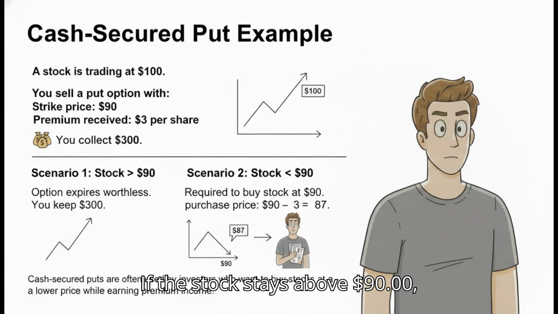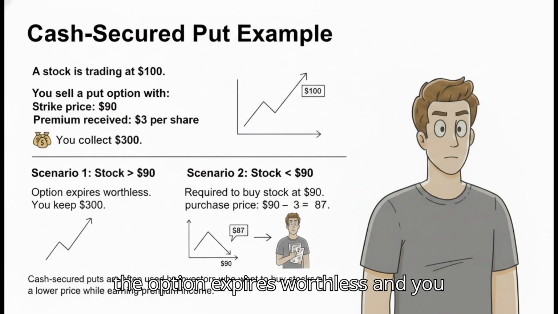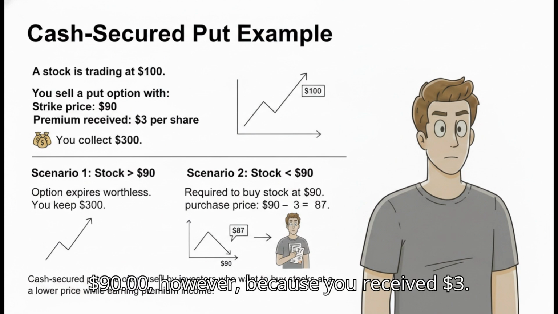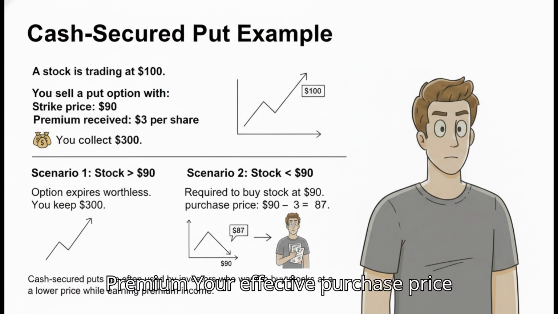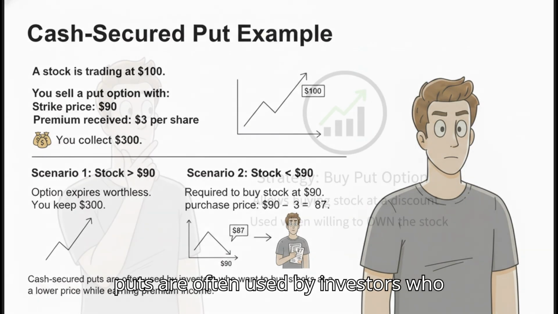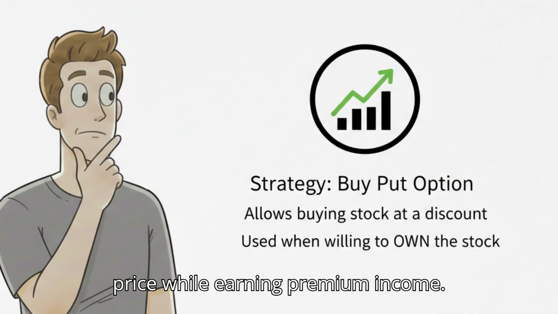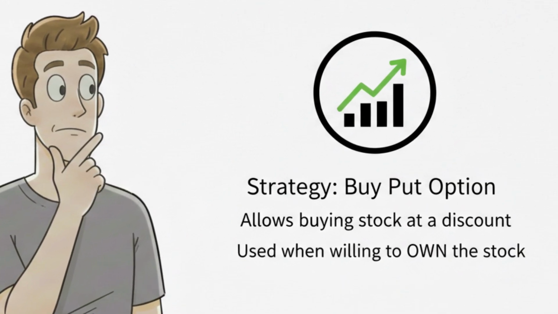You collect $300. If the stock stays above $90, the option expires worthless and you keep the premium. If the stock falls below $90, you may be required to buy the stock at $90. However, because you received $3 in premium, your effective purchase price becomes $87. Cash-secured puts are often used by investors who want to buy stocks at a lower price while earning premium income.